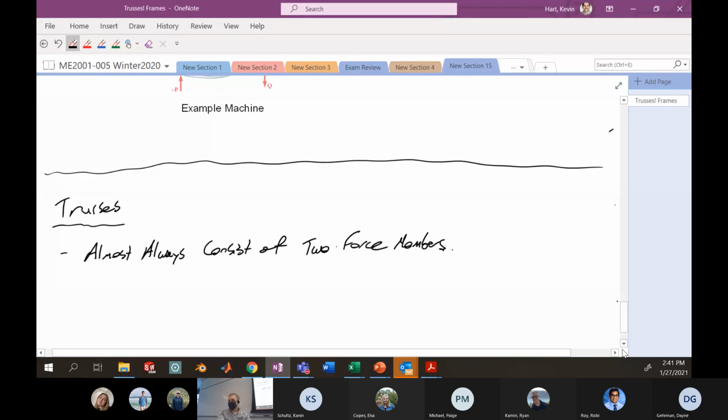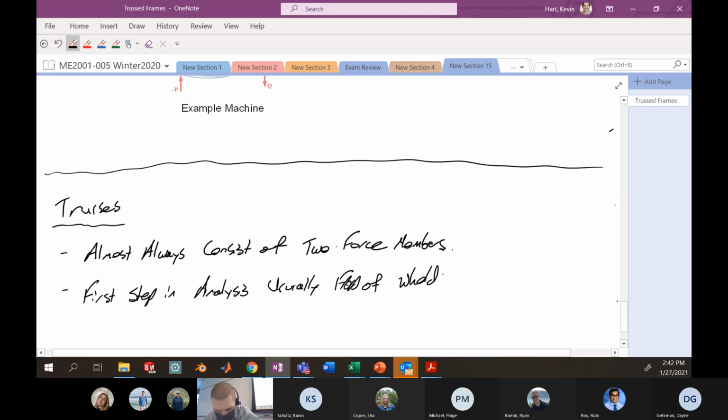All right. Your free body diagram of a truss is going to be typical of what you see in 2D equilibrium problems, okay? So nothing really crazy about the first step in analyzing a truss. Of whole structure.